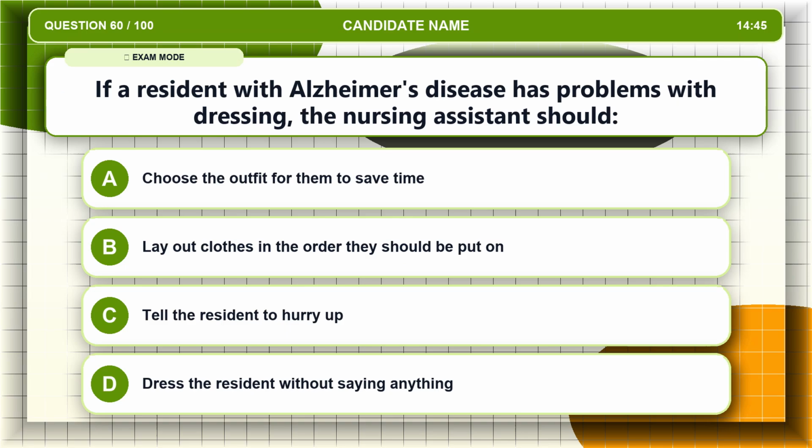Question 60. If a resident with Alzheimer's disease has problems with dressing, the nursing assistant should: Option A, choose the outfit for them to save time. Option B, lay out clothes in the order they should be put on. Option C, tell the resident to hurry up. Option D, dress the resident without saying anything.